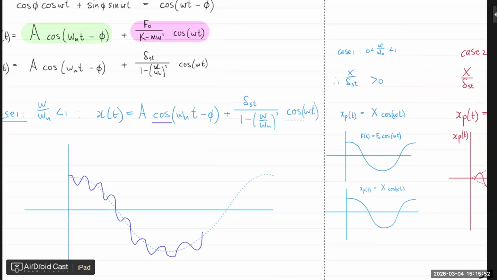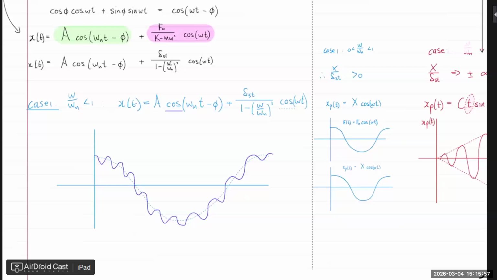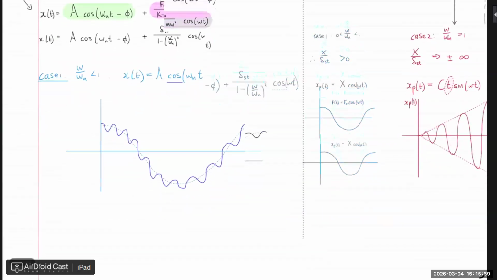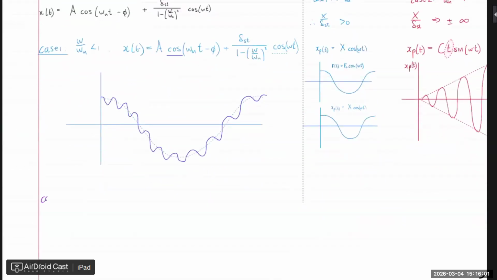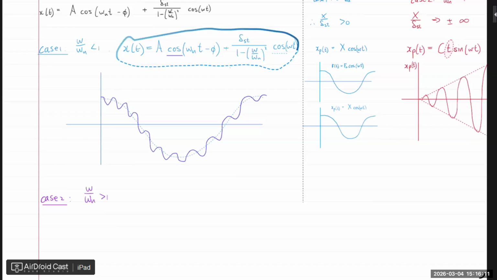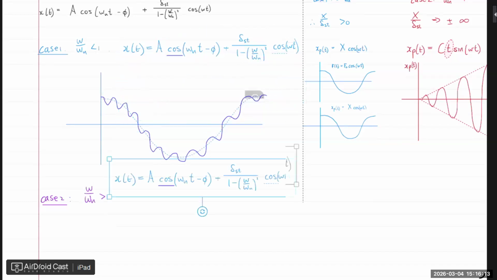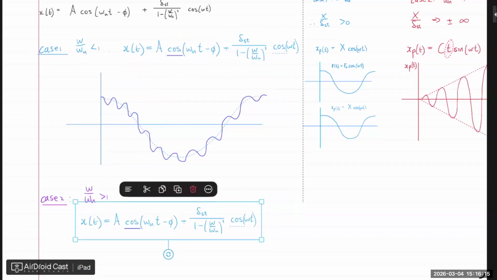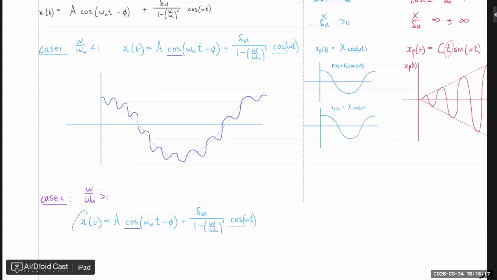So it goes like this. So that is then how that graph will look like. And then for case 2, where the omega over omega n is greater than 1, then obviously this part here, let's just put it here in purple.